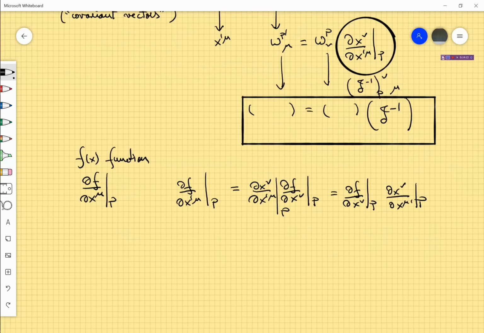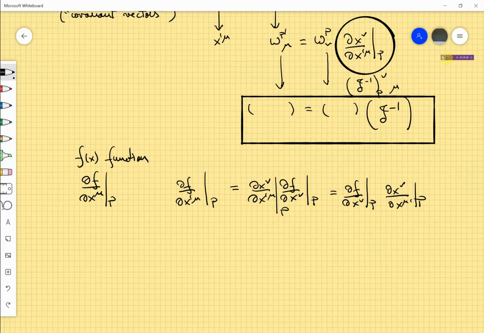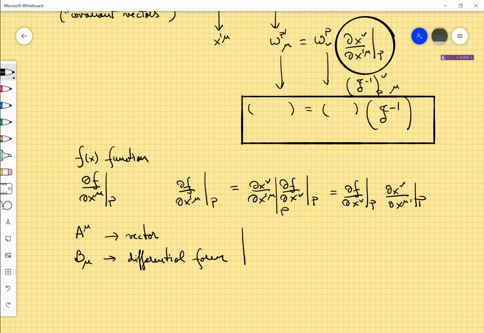Having these definitions, we will assume from now on that any object that has an upper index is a vector. It's a contravariant vector, but we call it just a vector. And any object with a lower index will transform as a differential form. The only exception to this rule, or one of the few exceptions, will be the coordinates that have an upper index and transform neither as a vector nor as a differential form.